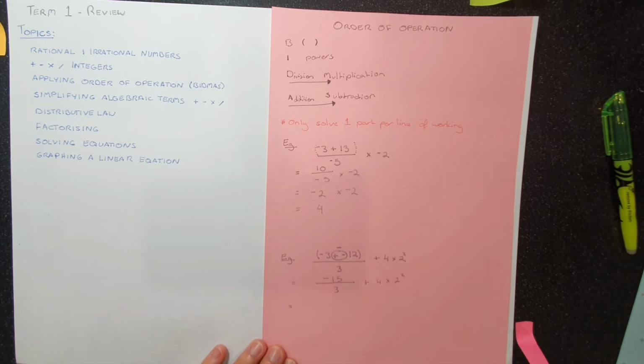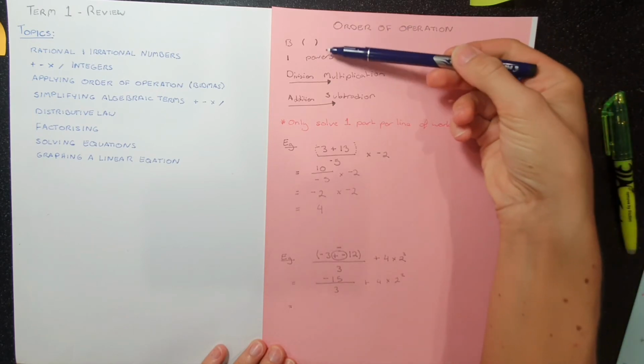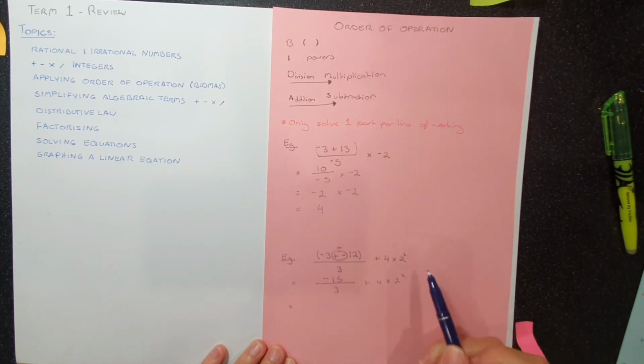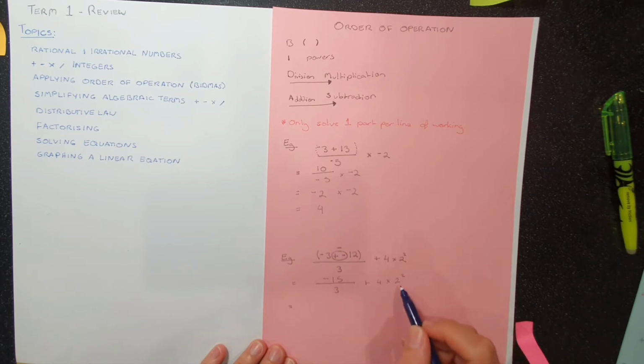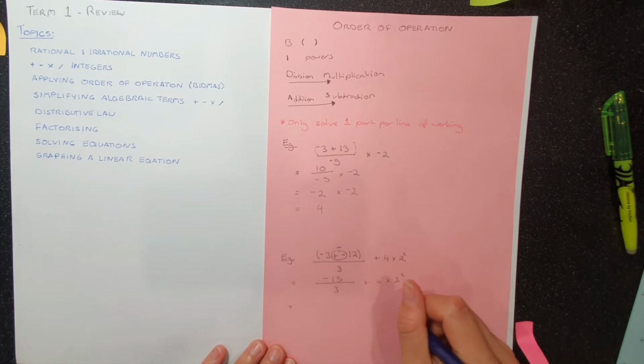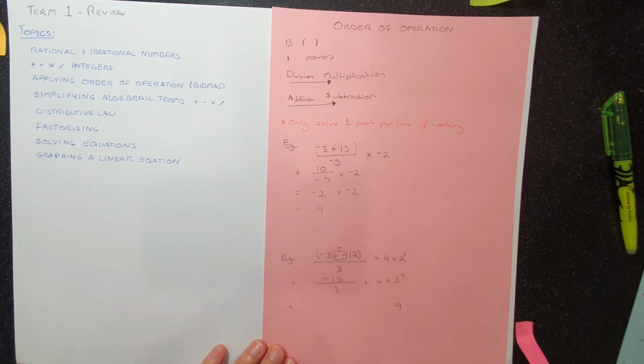After I've done this, now I have no brackets remaining, and the next most powerful thing I need to check for is if there's any powers. I can see that I've got powers here, so that's the bit I'm going to work out next. So 2 to the power of 2, or 2 squared, means 2 times 2, and 2 times 2 is 4. So I write that in, and then I copy out the rest of the line again. So negative 15 divided by 3 plus 4 times 4.